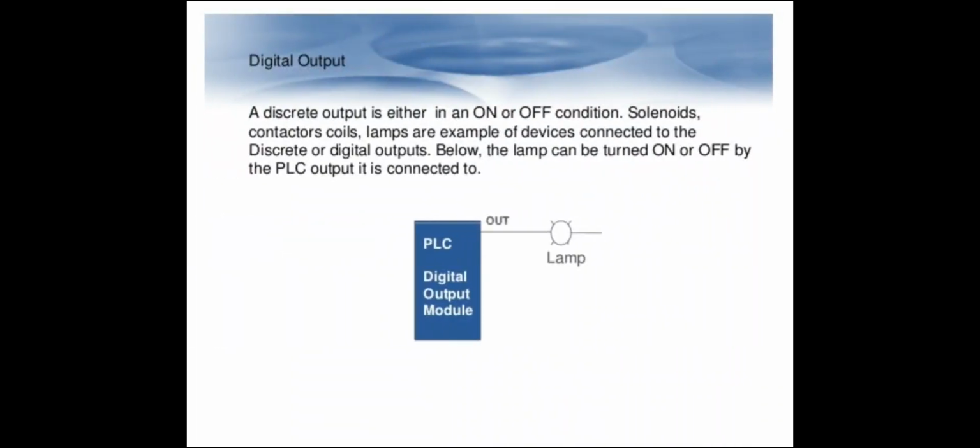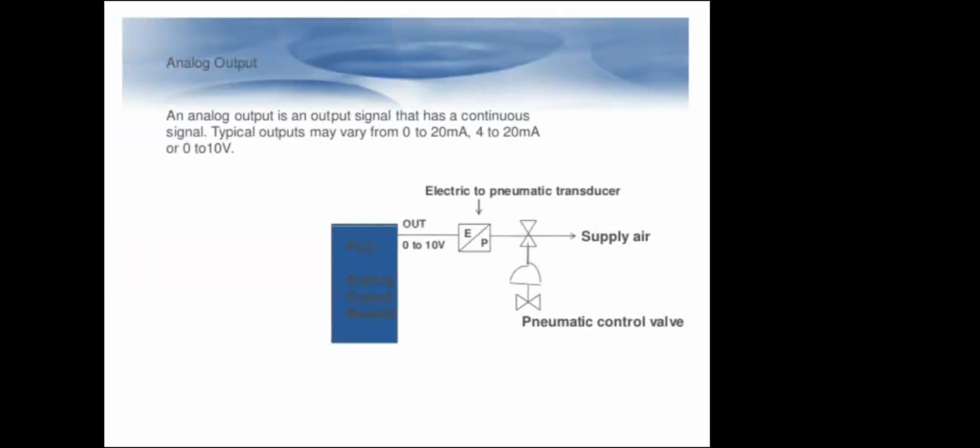Then digital output. A discrete output is either in on or off condition. Solenoids, contactors, coils and lamps are examples of devices connected to the discrete or digital output. Below, the lamp can be turned on or off by the PLC output. This is an example of digital output.